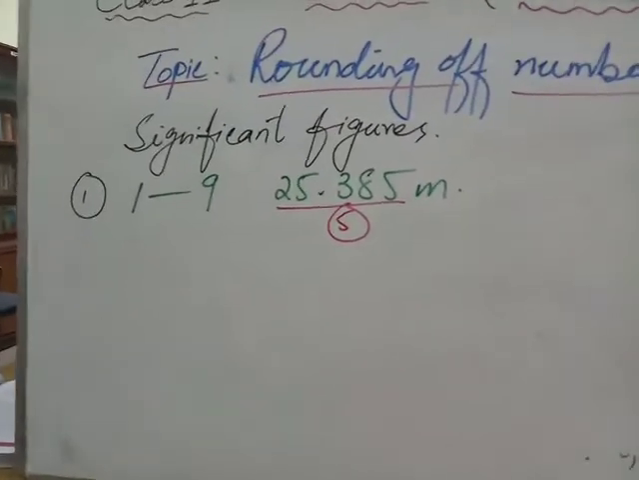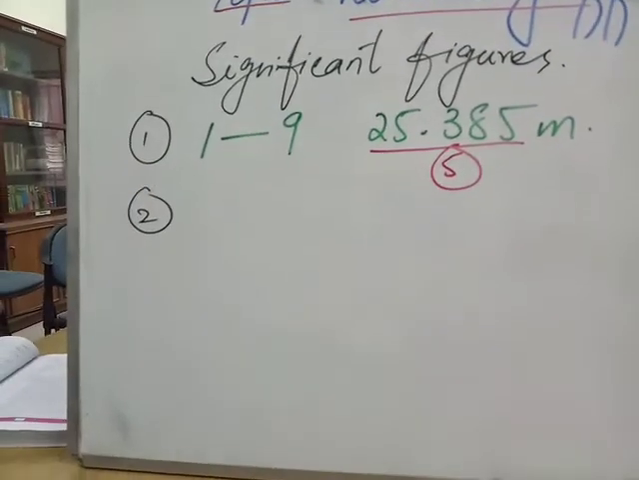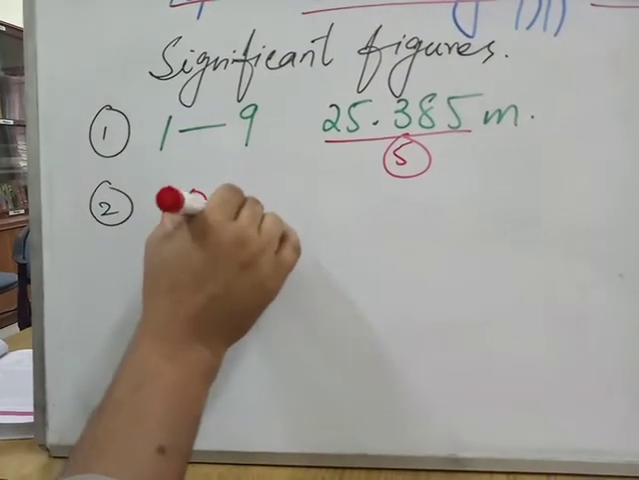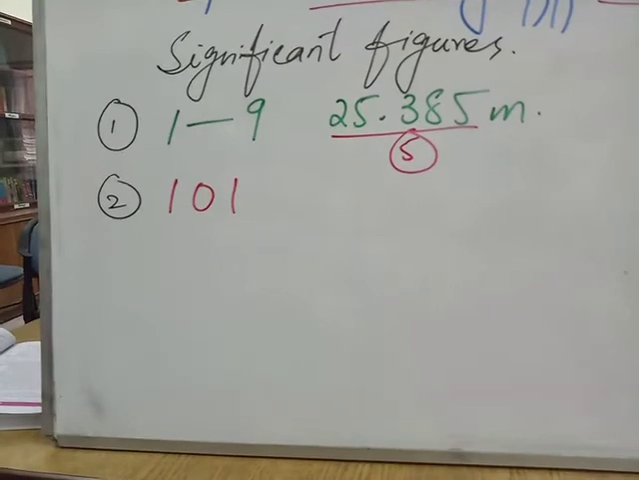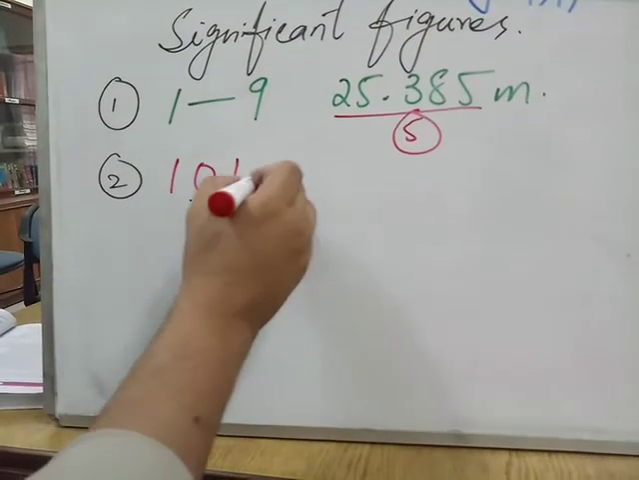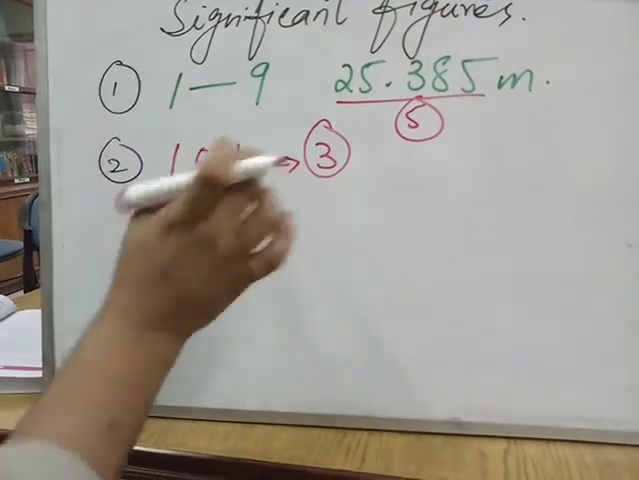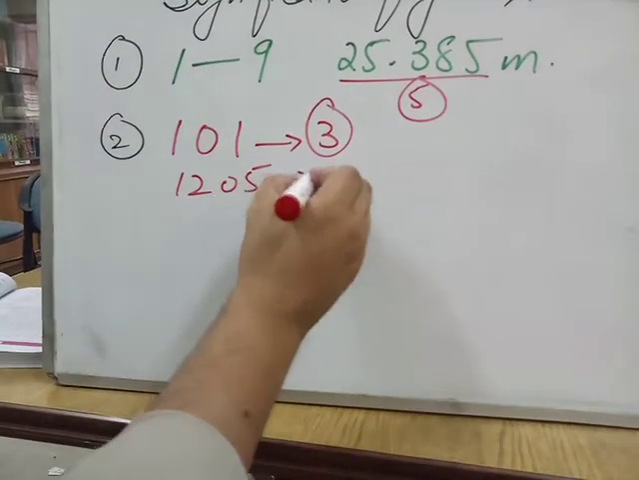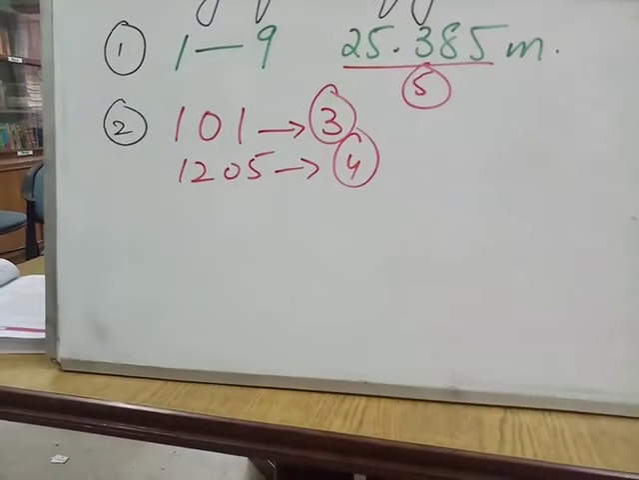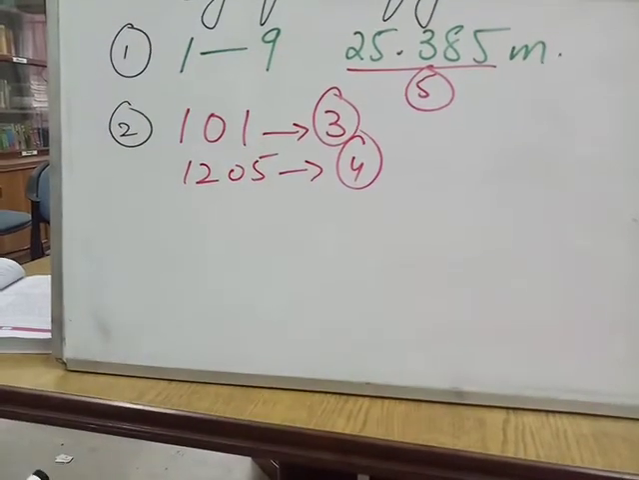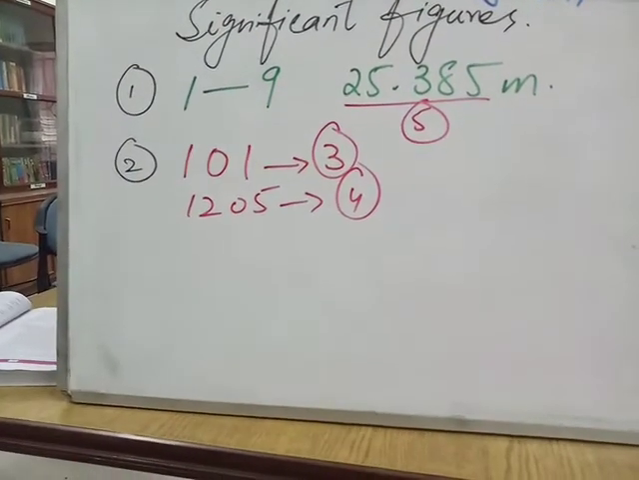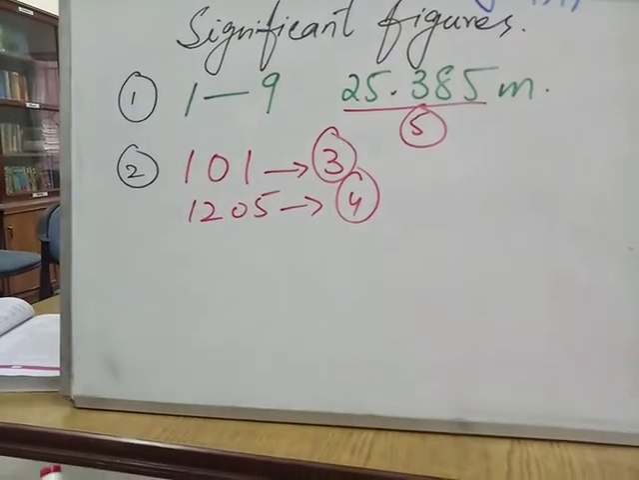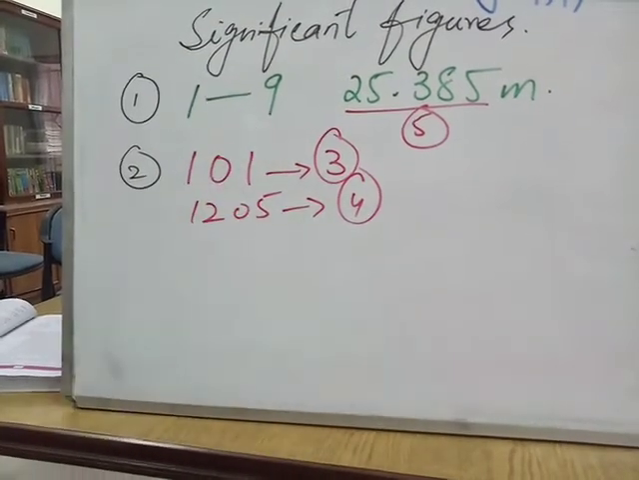Number 2 is 0, and the 0 between two non-zero values. It means this 0 is also significant, and this measurement contains four significant figures, like 1205. It means a 0 between two non-zero values is also significant. A 0 may be significant or not, so for significance, it should be between two non-zero digits.